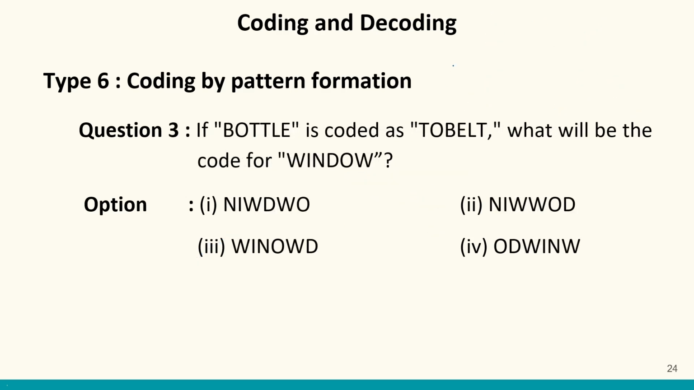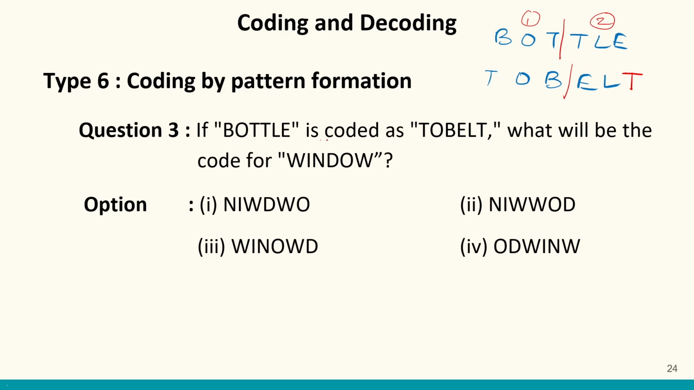Now, bottle is coded as this. Okay. So here, if I divide them from here, I can see this is written in reverse alphabet order. This letter is T. And this also is written in reverse alphabet order. So the first part and the second part are written in reverse alphabet order when I divide them from the middle.